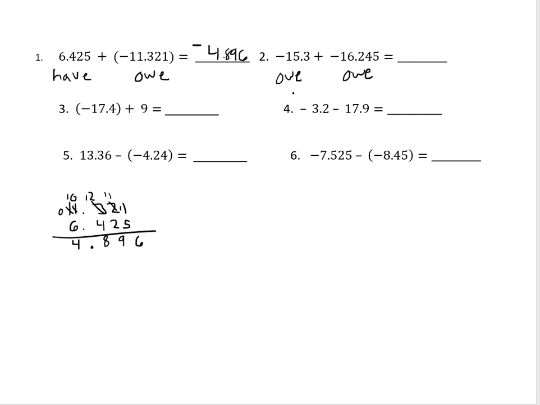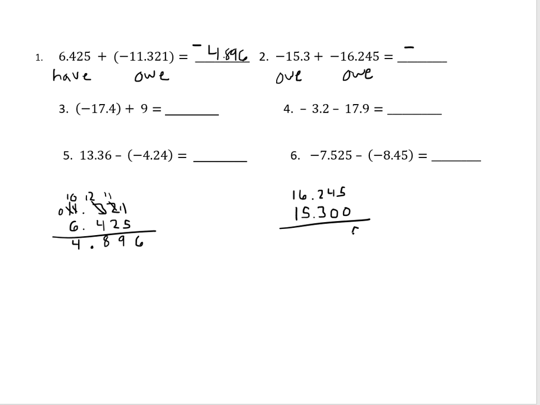Okay, so whenever we're adding two negative numbers together, our answer is always going to be negative, because if you owe and then you owe more, you're obviously going to owe. To figure out how much, we're going to add those two together. So we have our 15.3, we have our 16.245. Notice how I line up the decimals here. Okay, I'm going to put zeros in as place fillers here. And then when we add these two together, we just add the columns.